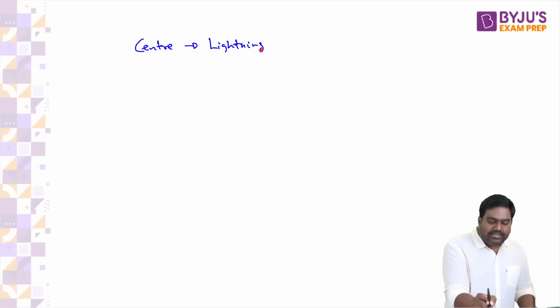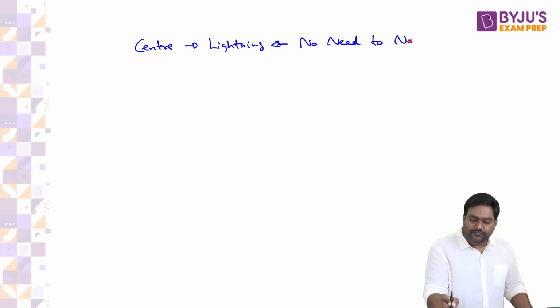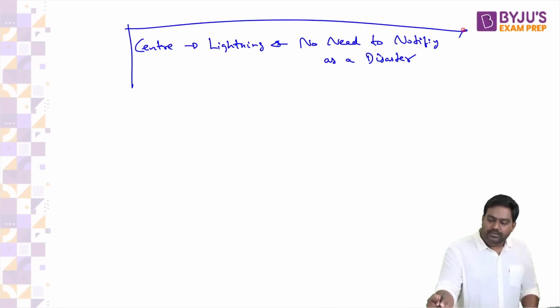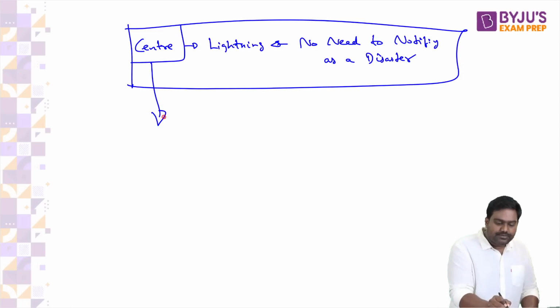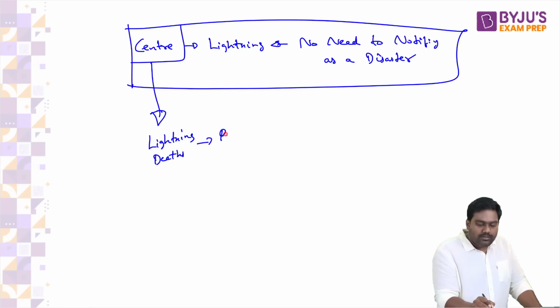with regard to lightning, there is no need to notify. There is no need to notify lightning as a disaster, according to the central government. Because the center believes that lightning deaths are preventable very easily. According to the center, lightning deaths are preventable.